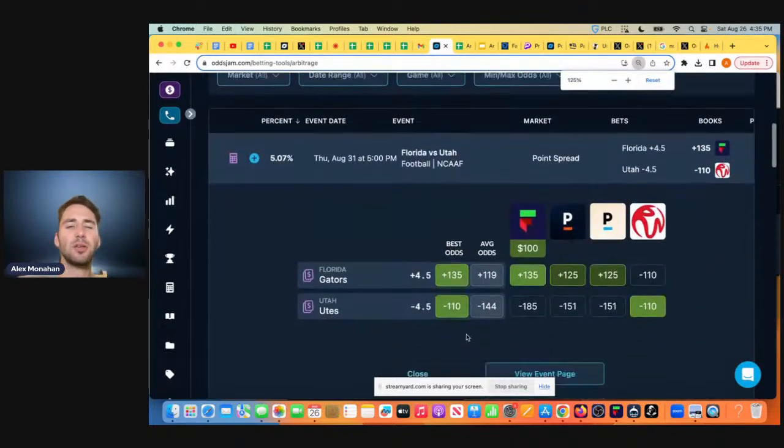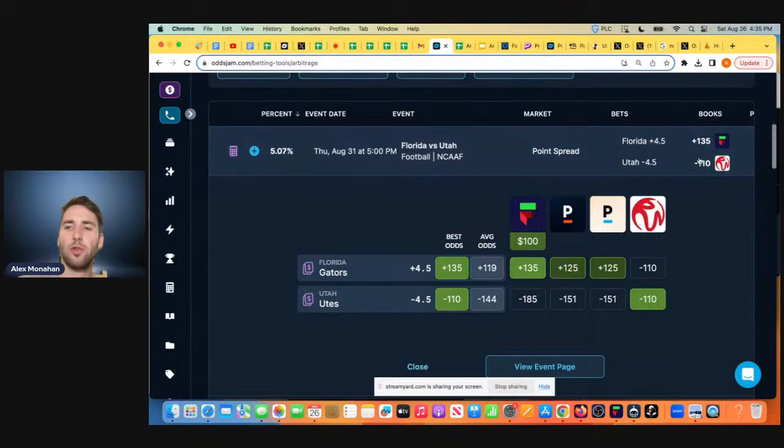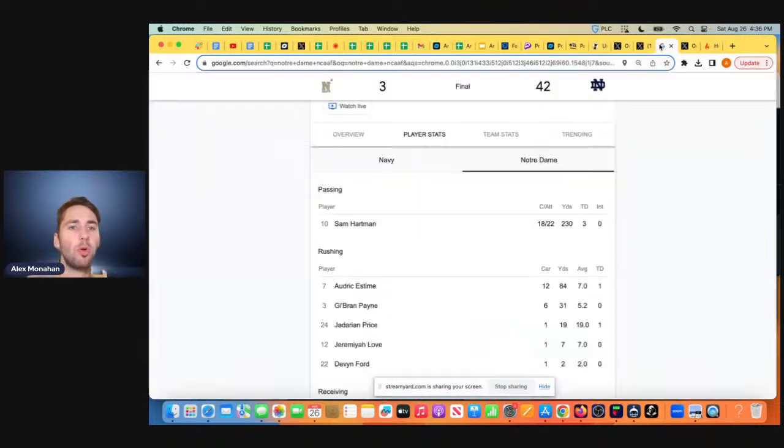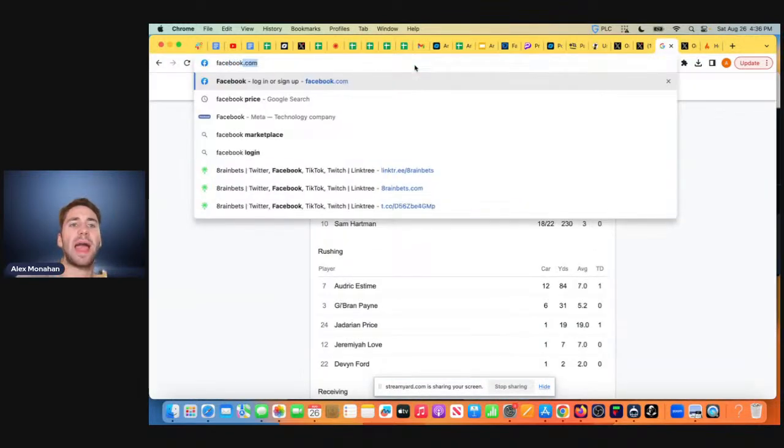So you can see here, Florida, Utah, Florida plus 4.5 is plus 135 odds on Fliff. Pinnacle, another sportsbook, has it plus 125. And then you have a huge discrepancy on Resorts World. They have this at minus 110. So again, in sports betting, the market is really fragmented.